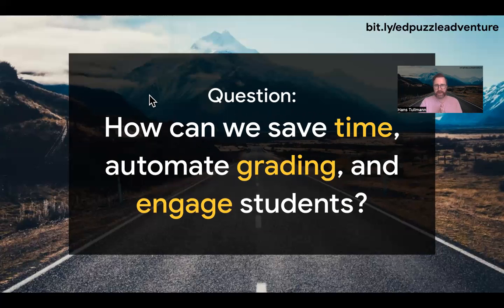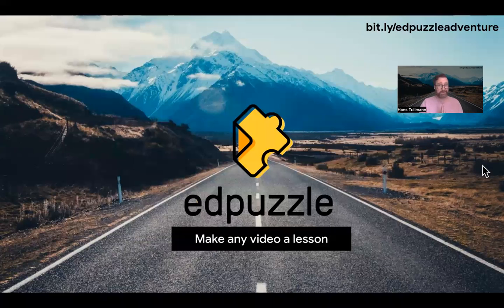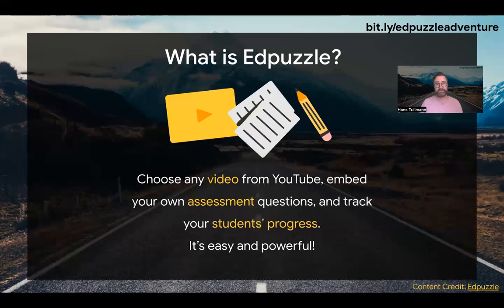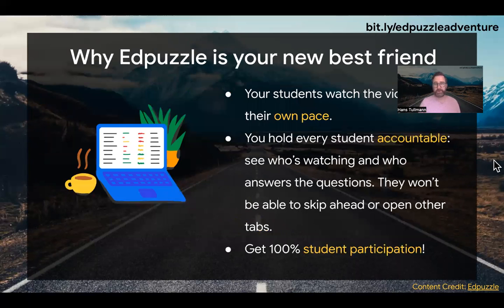So the question we have before us, how can we save time? How might we automate grading? And how could we engage our students? Let me tell you a little bit about something called Edpuzzle. Make any video a lesson. So what is it? You choose any video from YouTube. You embed your own assessment questions along the way, and you track your students' progress. It's easy and powerful.